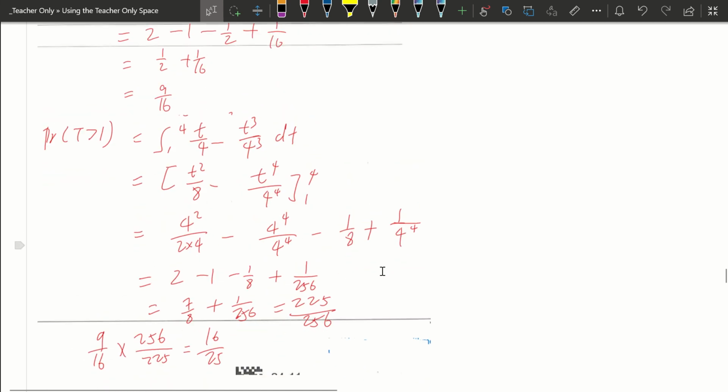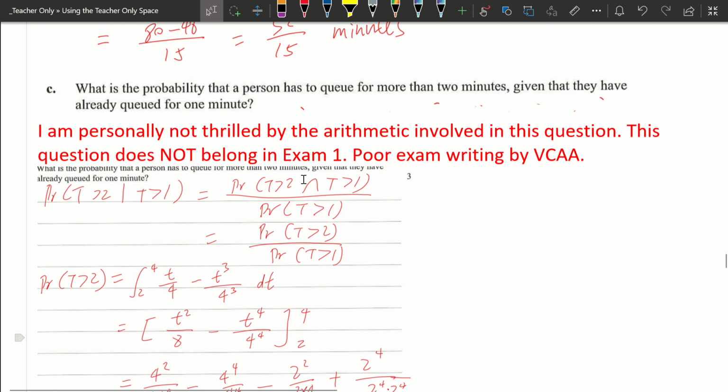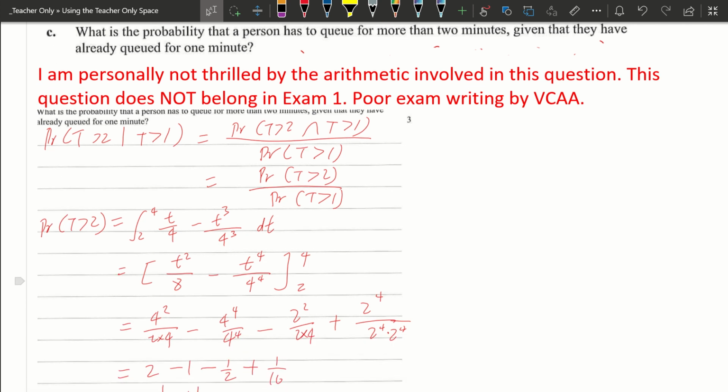So it's very doable, but personally, I'm not really happy about the amount of arithmetic involved in this question. There's just too much. I don't believe it belongs in exam 1. It would be better suited for exam 2, for example.